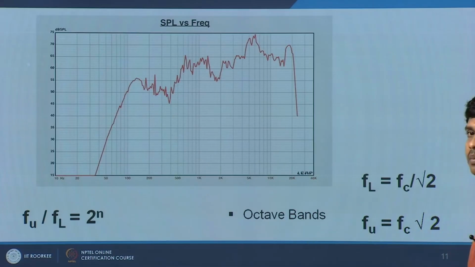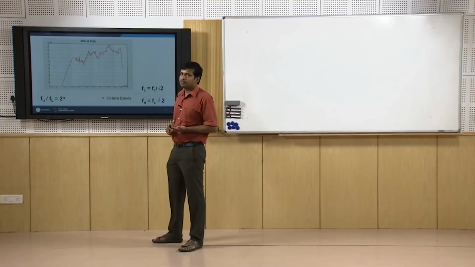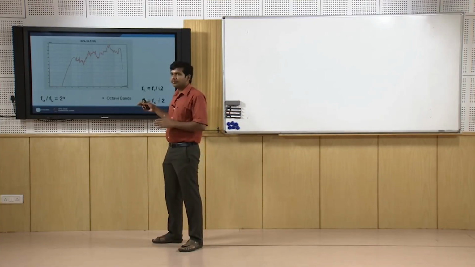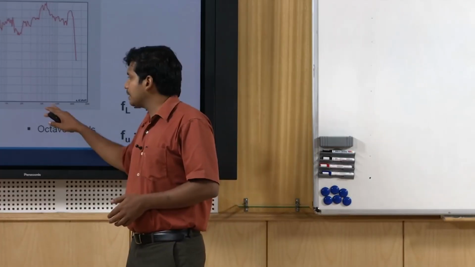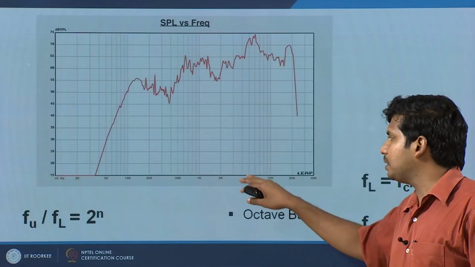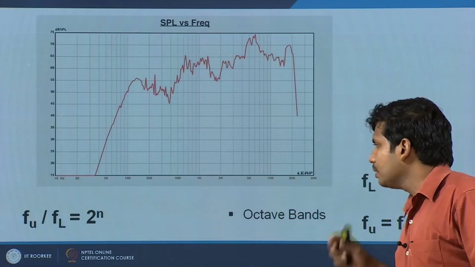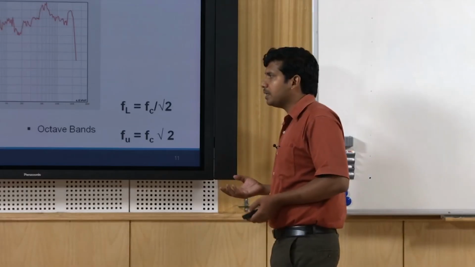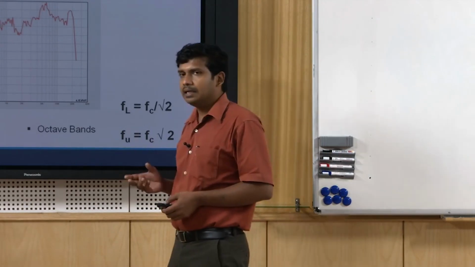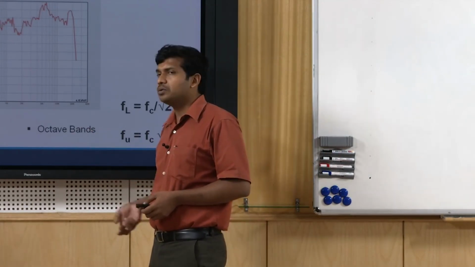This is typically for building applications. We refer from 63 hertz on the lower end, that is low frequency. It can go as high as 16,000 hertz, but mostly we stop around 8,000 hertz for our specific observation. How do you split these octave bands? There are, as I said, different types. The most commonly used is the octave band.